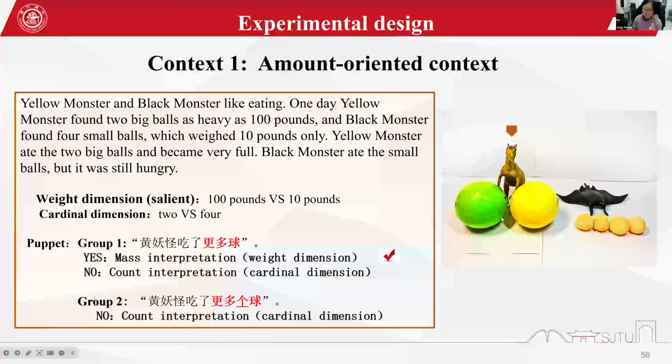Okay, so you can see for the bare nouns, our experimental design allows 2 possible interpretations for the participants to choose from. And for the other group, we add the classifier 个, 环妖怪吃了更多个球. So with this more explicit syntactic marker for countability, only one interpretation is possible. So participants would only reject the sentence. We predict that the sentence would be rejected in this context. Okay, so this is our design of the amount-oriented context, which we want to trigger the mass interpretation.